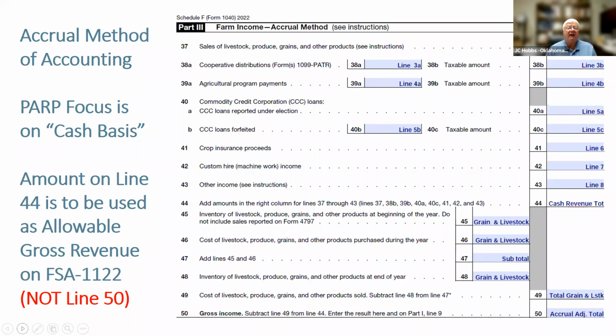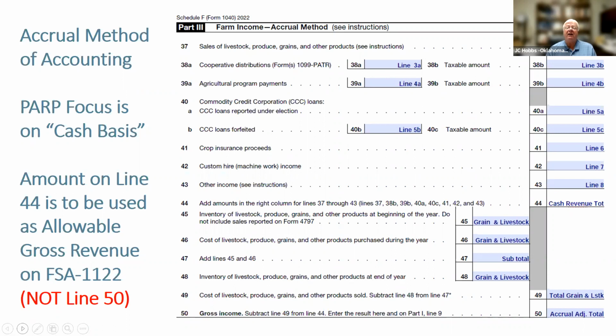So when we start looking at part 3 for the accrual reported accounting for the farm, you'll notice what I've done on the right-hand side is I've actually put the line numbers that do apply. So for line 37, the accrual reported numbers here, these first few lines are cash lines. That's going to be the information for lines 1A, B, C plus line 2. So the taxable portion is line 1C plus line 2.